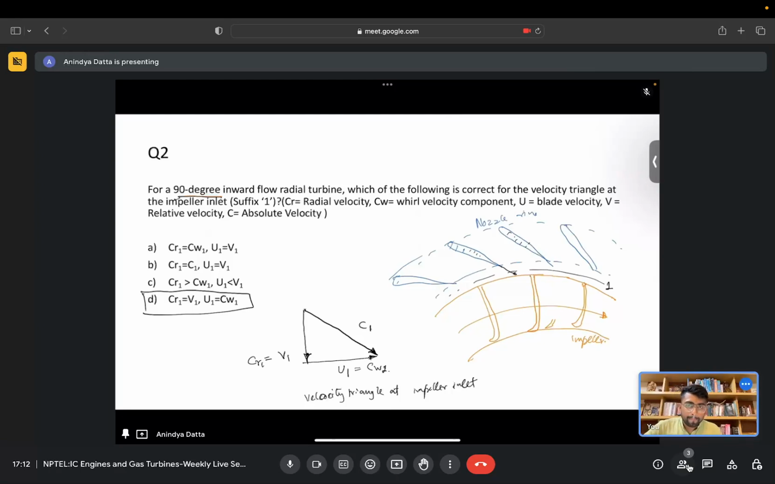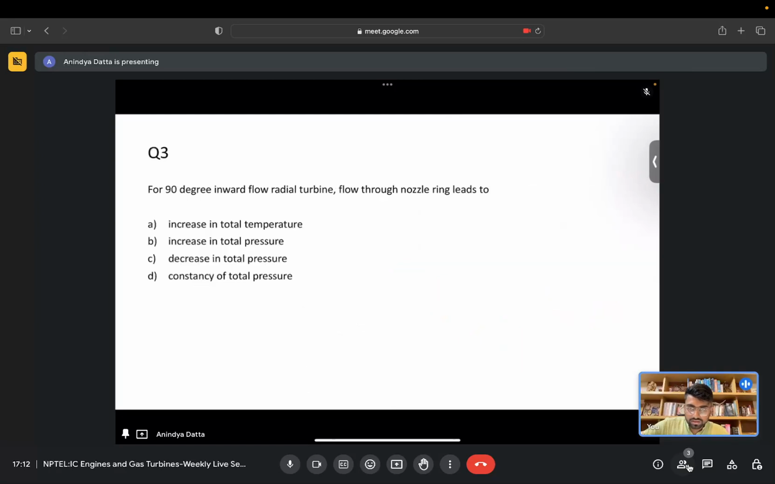This velocity triangle is kind of similar to what we see in the case of the outlet of a centrifugal compressor, just the directions are slightly reversed. So I guess this is clear. Let's move on to the next question, question 3.